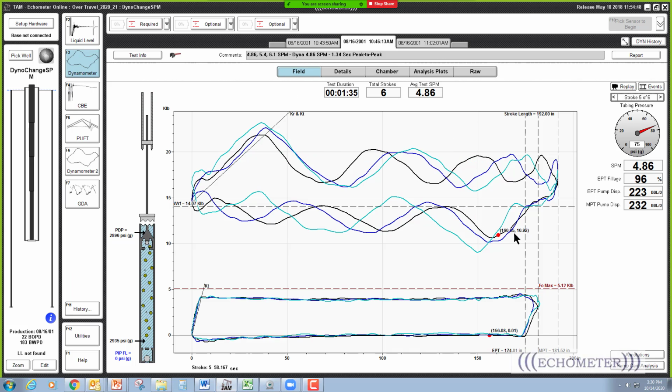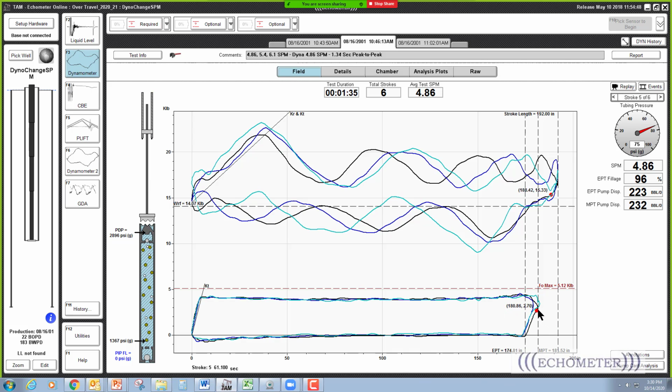Yeah, it didn't show all three plots on the analysis plots. That's what I was trying to get to, but it didn't work. I don't know what I did wrong to make them. But anyway, I have them in the graph where we showed that, and these peaks all line up because the time from here to here and here to here to the peak load is the same for all three dynamometer cards, even though the speed is changing from 4.86 strokes per minute to 6.1 strokes a minute.